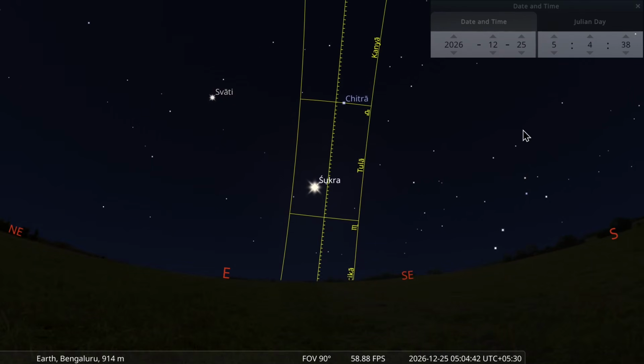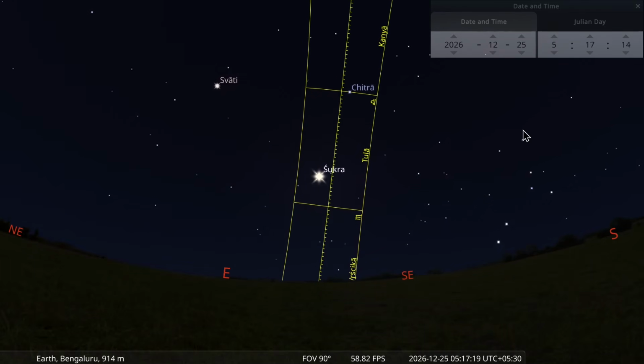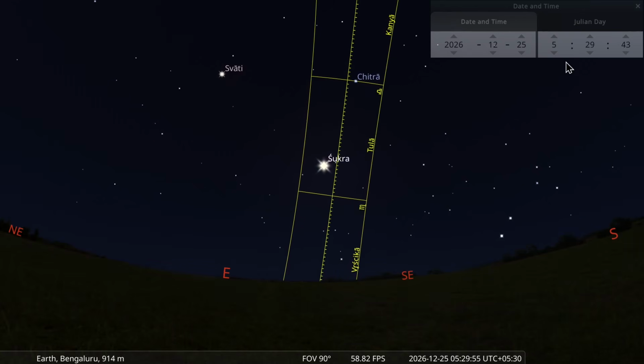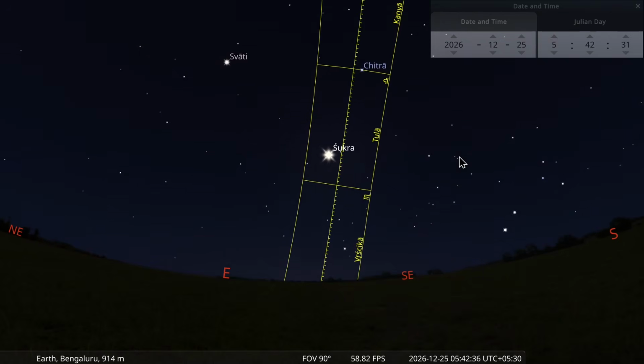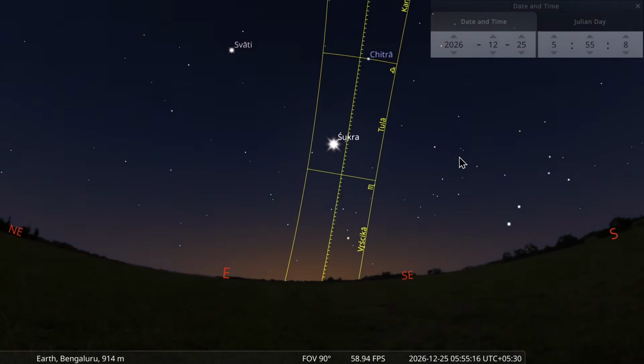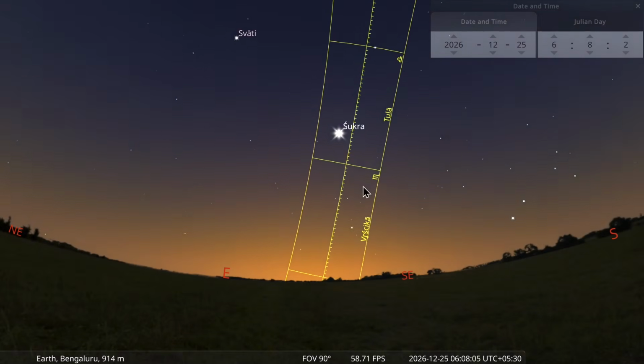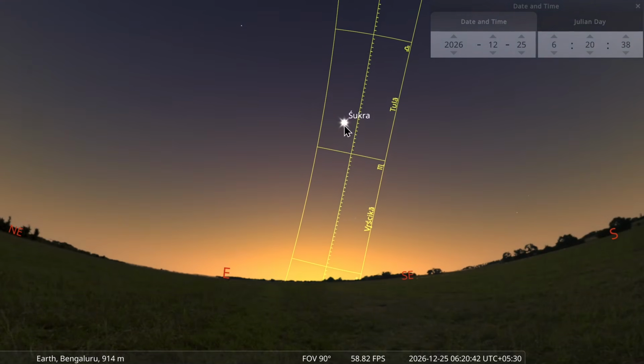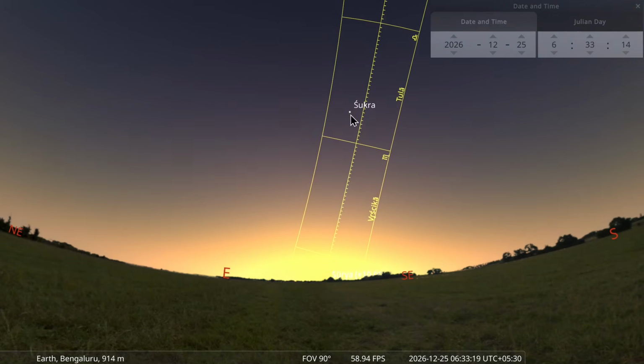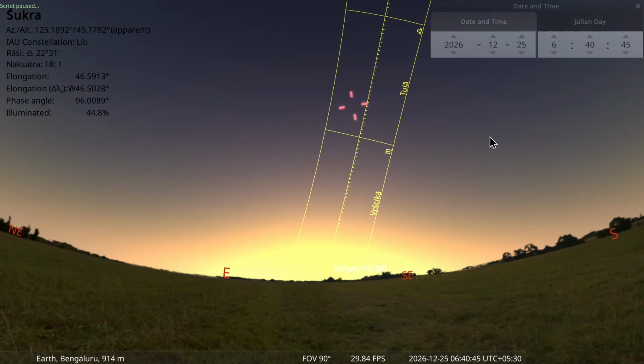Now it's 5 o'clock. 5:30, nicely visible, no problem at all. Now it's dawn. And as the sun comes up, you will see Venus slowly fading away. And it's almost gone. By about 6:40, Venus has practically disappeared. And its elongation came up to 45 degrees, 45.17 degrees now. Similar, comparable to what I showed you in my GeoGebra simulation. Stellarium is more accurate than my GeoGebra simulation.